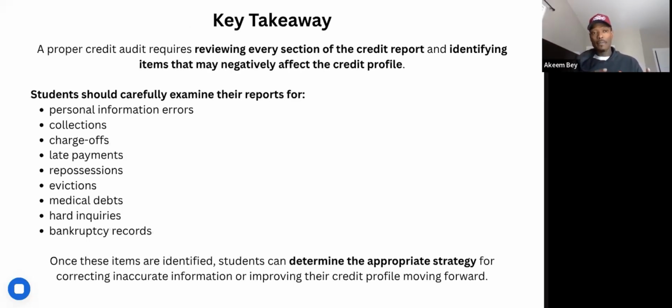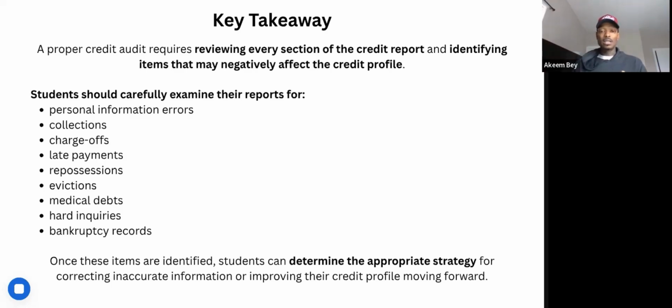So the key takeaway is that a proper credit audit requires you to review every section of your credit report and identify those items that may be negatively affecting your credit profile, right? You want to carefully examine, again, personal information errors, collections, charge-offs, late payments, repos, evictions, medical debts, bankruptcies, hard inquiries, anything that's negatively affecting your credit profile at that point in time. And then we'll talk later on in the course about how to start optimizing, because that's the second phase of the credit repair process. But once these items are identified, then you can determine the appropriate strategy for correcting the inaccurate information or improving your credit profile as you move forward.